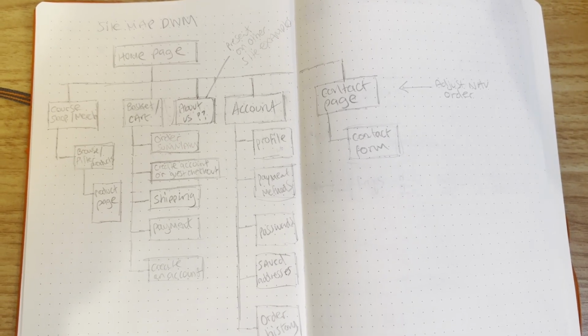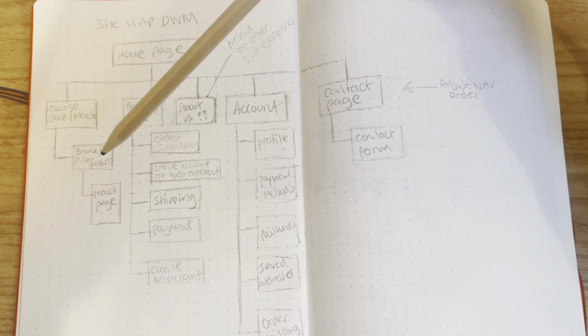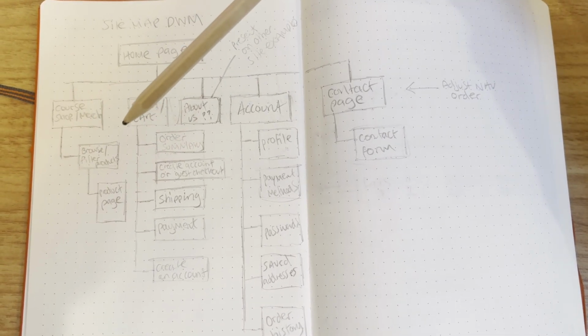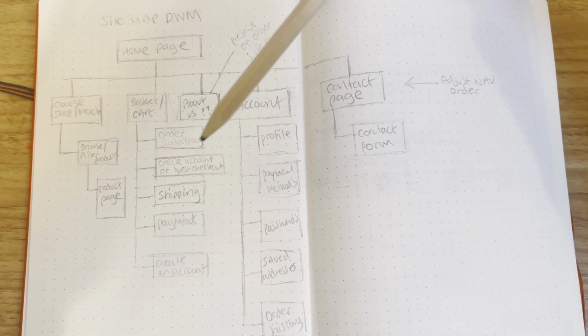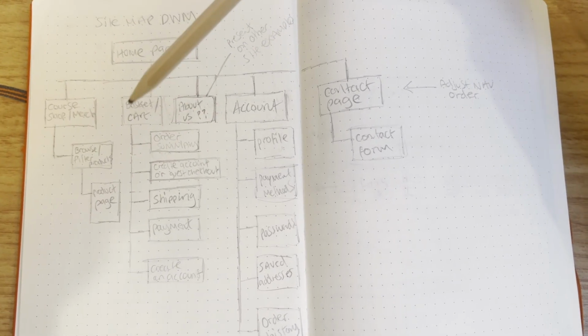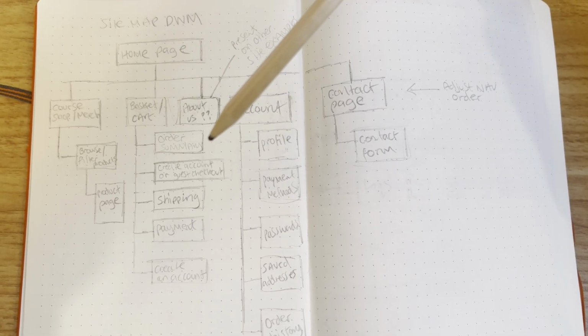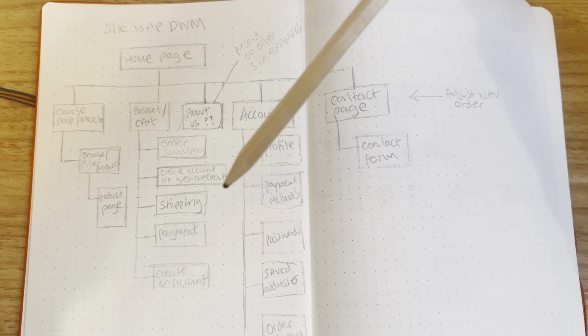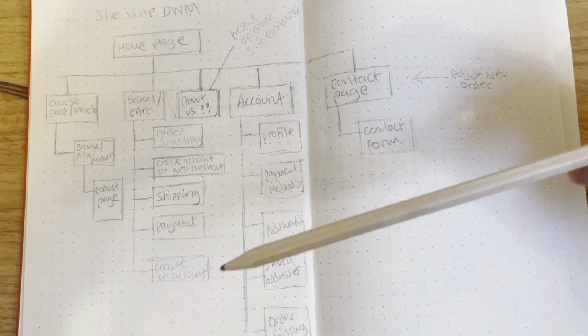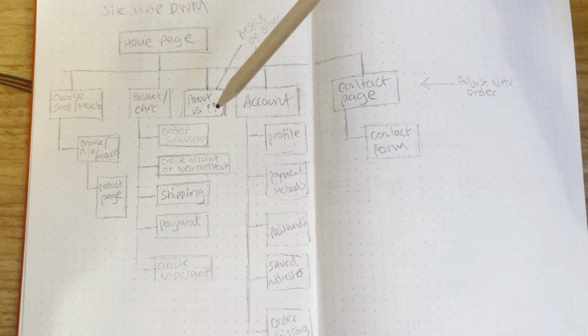And within each of those pages, we're going to have the ability on the course and merch pages to browse and filter products, potentially then dig down into a product page. In the basket or the cart level, we're potentially going to have an order summary, the option to create an account or check out as guest, shipping, payment, and create an account. And then we've got an about us page here.